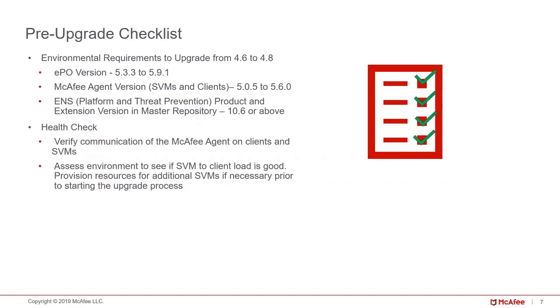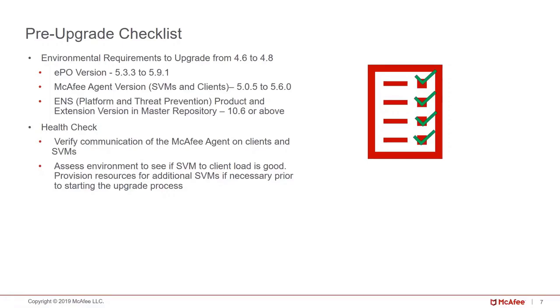You won't be able to upgrade straight to EPO 5.10 before upgrading to Move 4.8 due to incompatibilities with the extensions for Move 4.6. For your clients and SVMs, you'll want to make sure that you're in between agent versions 5.0.5 and 5.6.0. And you'll want to make sure that you have endpoint security, platform and threat prevention, the product packages, as well as the extensions at least version 10.6.